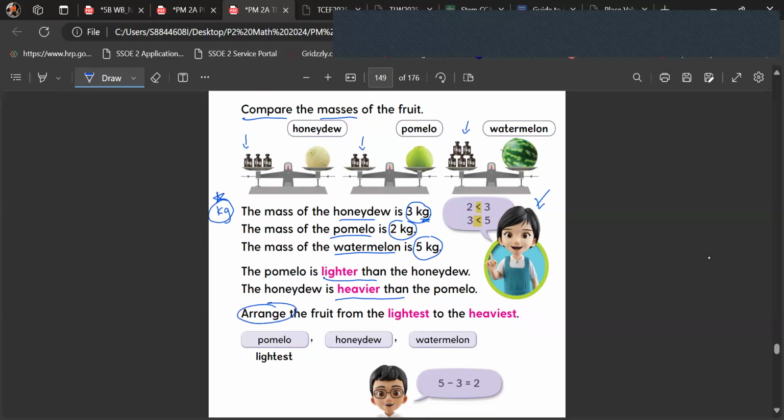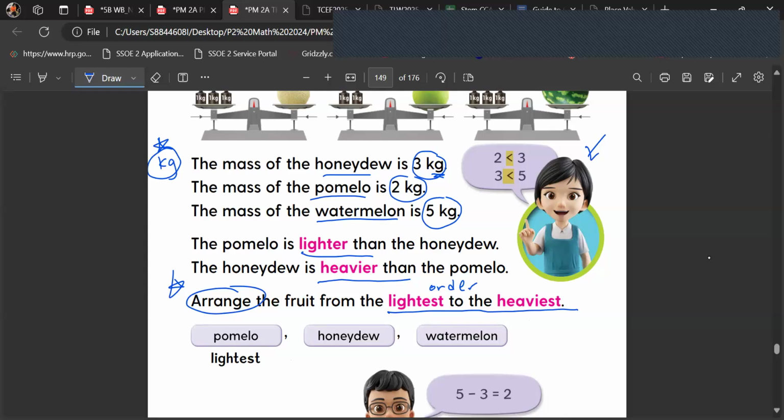Now the word arrange. Arrange means you want to put them in order, from the lightest to the heaviest. So you want to order them. Queue them, line them up in a queue, from the lightest to the heaviest, and you can see that the heaviest is the watermelon.